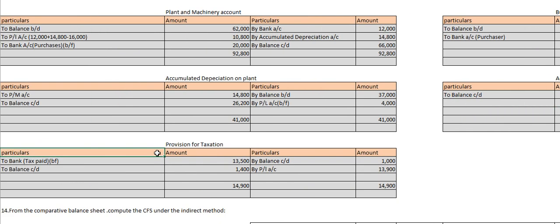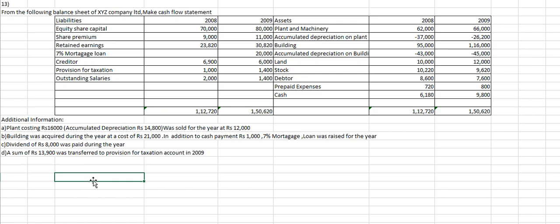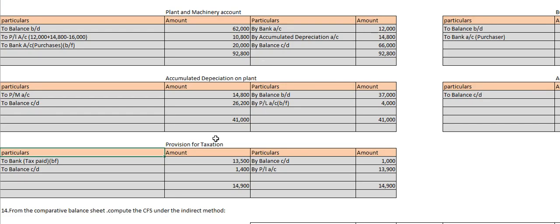So now moving on to your provision for taxation account. In this question we consider it to be a non-current liability. So if we consider it to be a non-current liability, we will be preparing our ledger accounts. So opening balance is 1,000 and closing balance is 1,400. So by balance brought down 1,000 and to balance carried down 1,400.